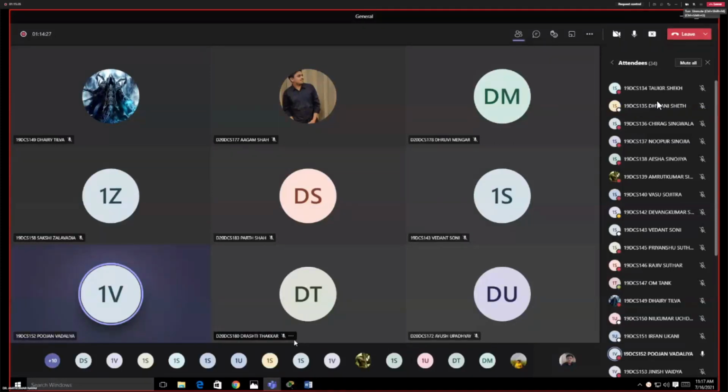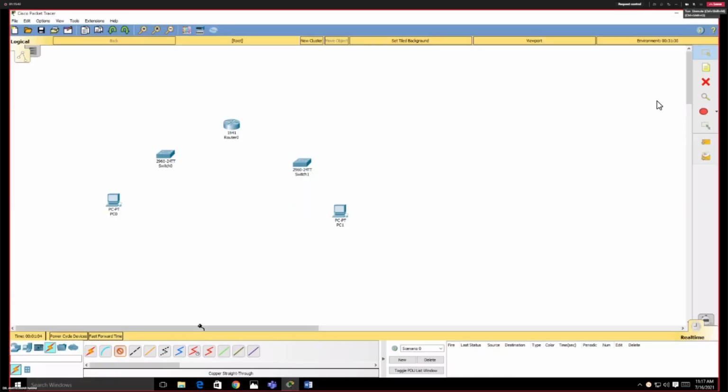Yes, sir. In a LAN cable, there are 8 internal wires. Out of those 8 internal wires, 2 wires are used for sending the data and 2 wires are used for receiving the data. So a LAN cable can be configured as a straight through cable or as a crossover cable, but ultimately it is a LAN cable only.